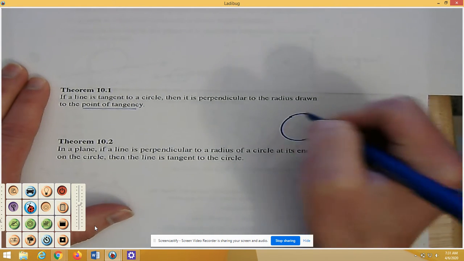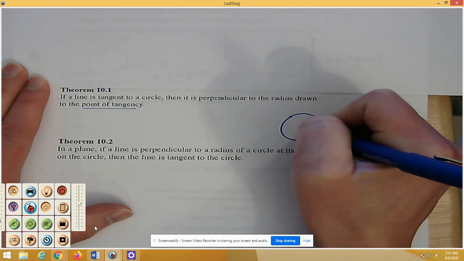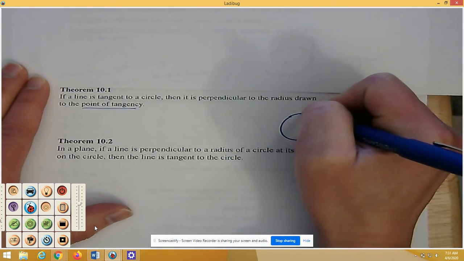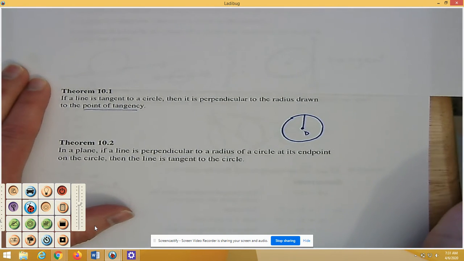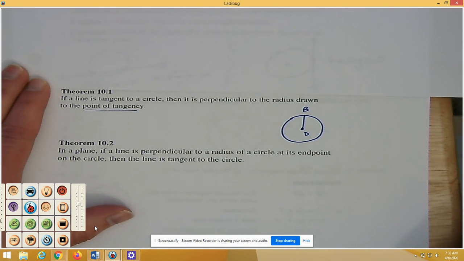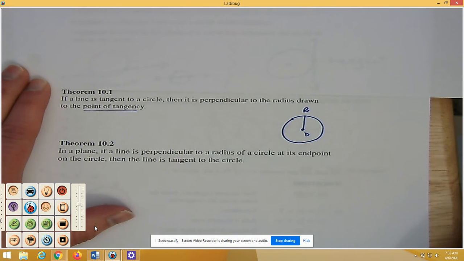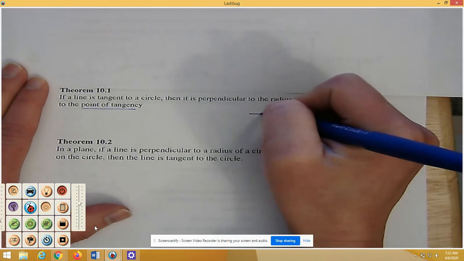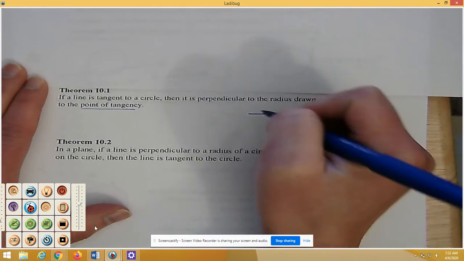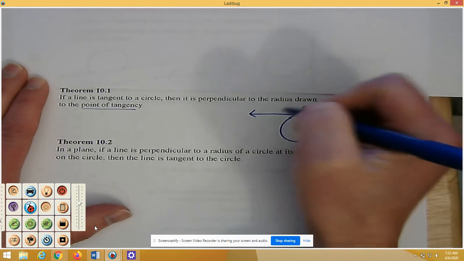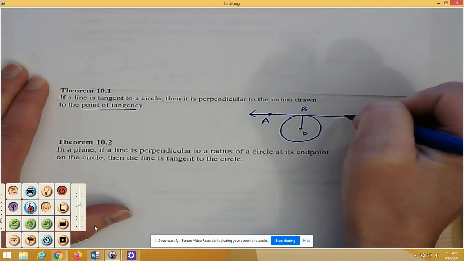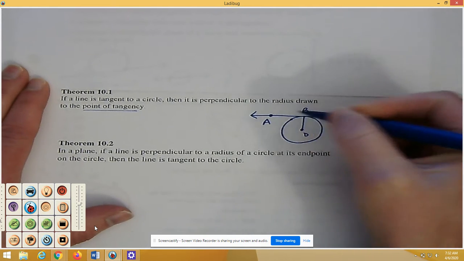I'm going to have a circle here, and I'm going to put D as my center, and I'm going to draw the radius BD. So I'm going to call this B. And remember, if it's a tangent, it's a line, and it touches the circle at one spot. That one point is the point of tangency. Now I'm going to come through here and draw my tangent. So I have point A and point B.